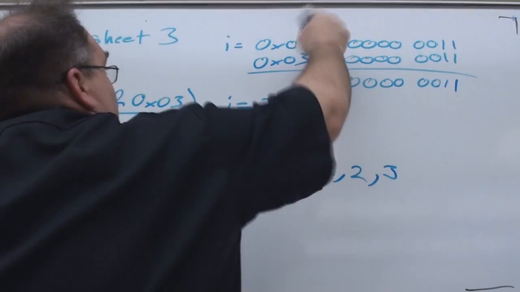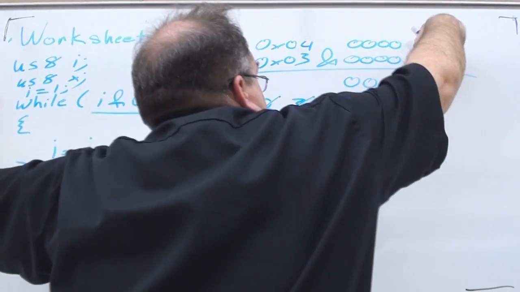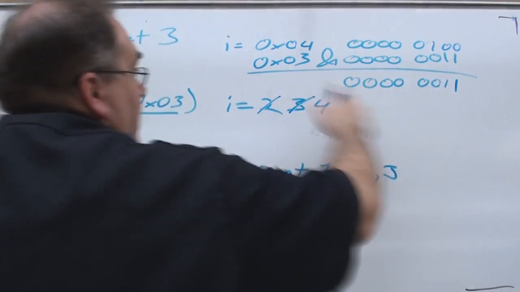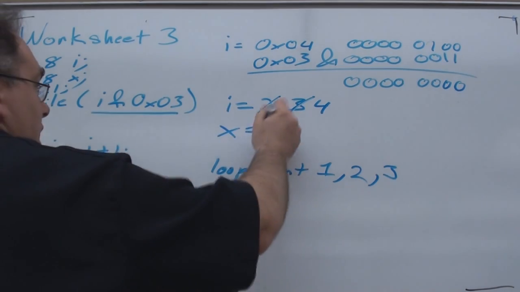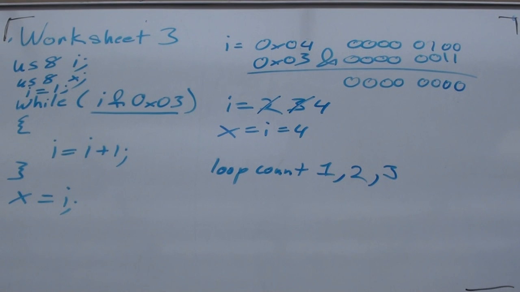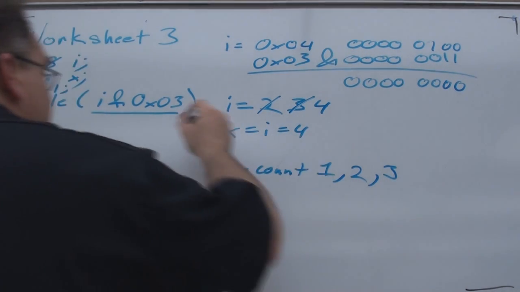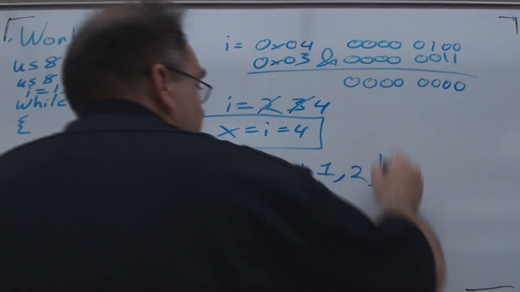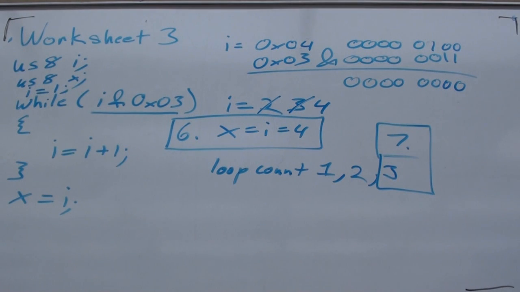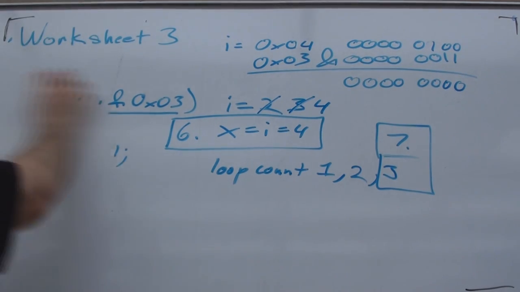We exit, come back up here, and now I is 4. In binary, this would be 1, 0, 0, and when you AND these together, you get 0, 0. That is false, so we exit the while loop, and we go down here, and x gets assigned the value of I. So x now equals I, which equals 4, and we have both the answers. For number 6, what will x be when the following loop exits? x is equal to 4, so this is the answer for number 6. Number 7, how many times will the loop have been run? The loop will have been run 3 times.